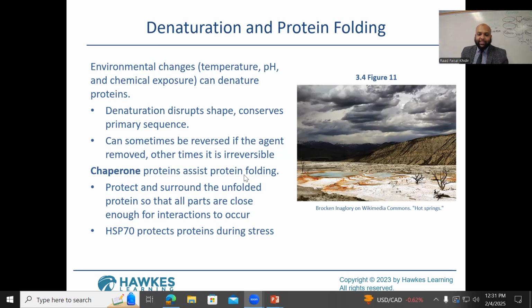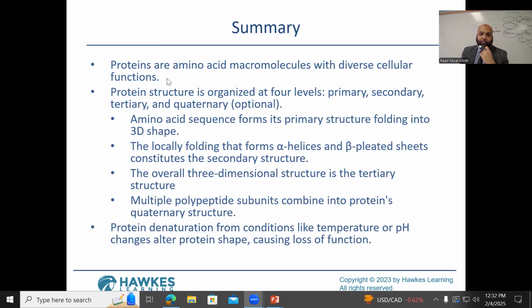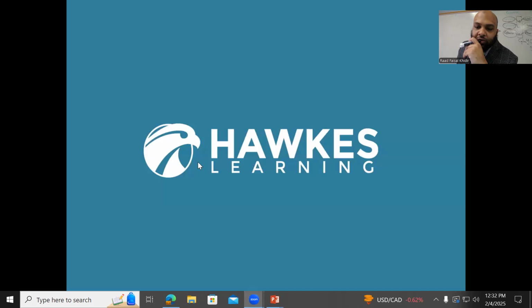Chaperone proteins assist the proper protein folding. They protect and surround the unfolded protein so that all parts are close enough for the interactions to occur. Proteins are amino acid macromolecules. They have diverse cellular functions. Protein structure is organized at four levels: primary, secondary, tertiary, and quaternary. And protein denaturation from conditions like temperature or pH changes alters the protein shape, causing a loss of function.